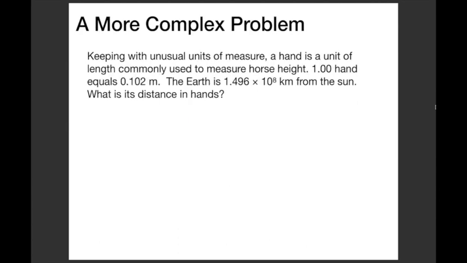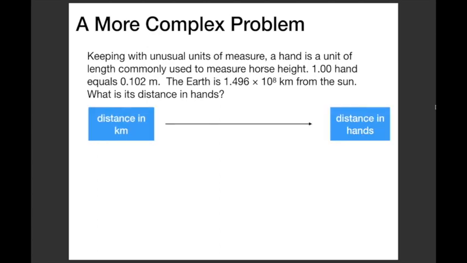In the second problem, we're going to be going through a slightly more complex problem because this will involve multiple conversion factors. So what we're going to do is we're going to determine the distance from the Earth to the Sun in a unit called hands, which is a length unit used nowadays to measure horse height. So what we want to do is we want to take the distance from the Earth to the Sun in kilometers and convert that to this distance in hands.